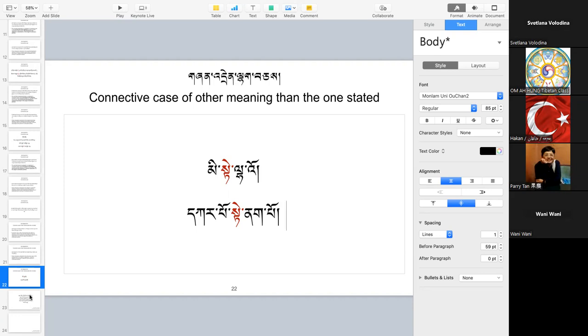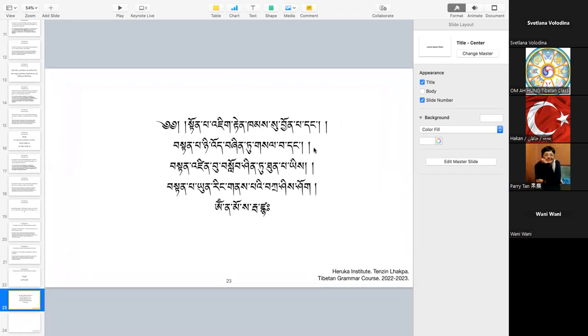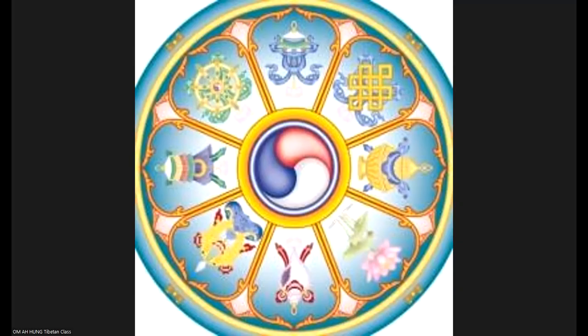Okay, so before I read the verse for today, this verse is not written by me. It's just a verse of auspiciousness. So before I start reading this, first of all, is there anyone who wants to read the portion of the Tree of Excellent Speech? Do we have anyone who wants to read?